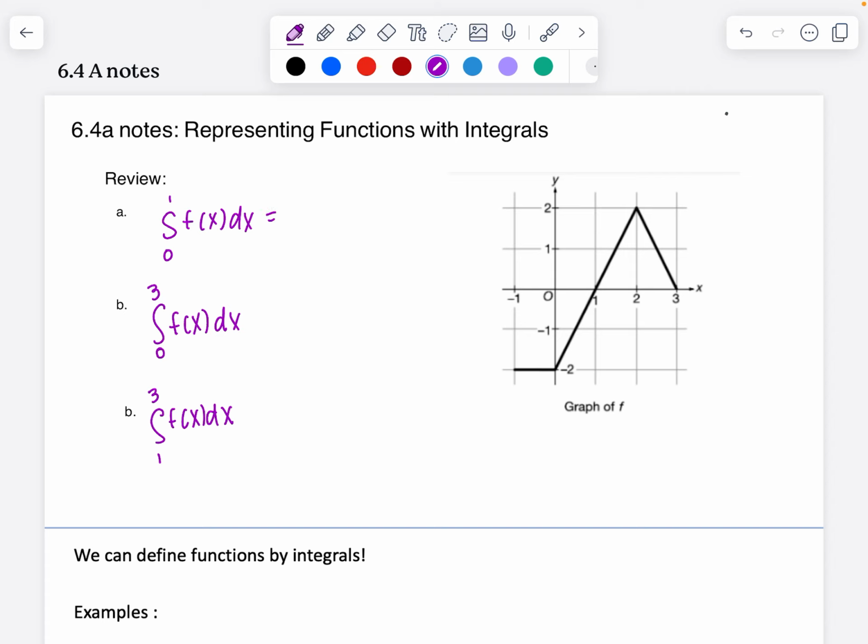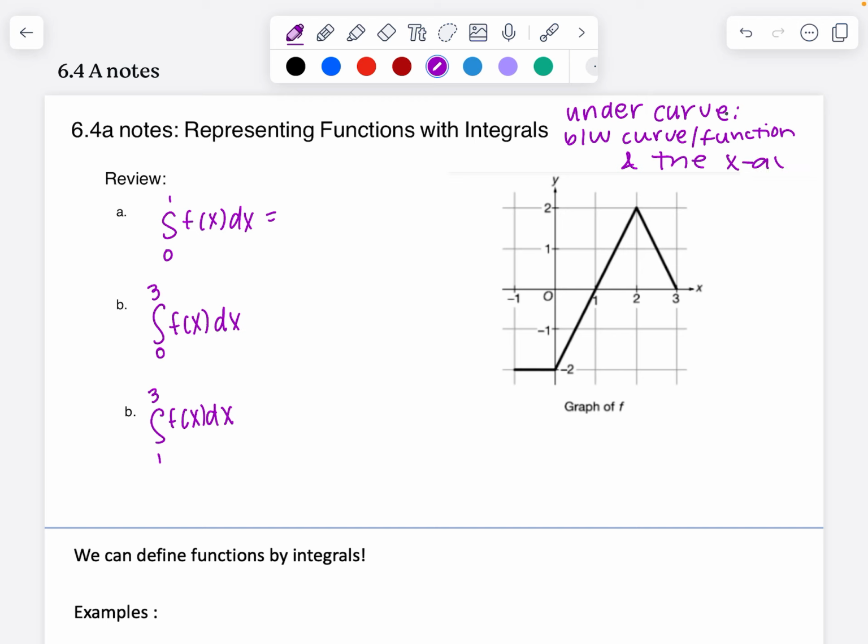So this first problem says the integral of 0 to 1 of f of x dx. Remember, an integral is asking for the area under the curve. But sometimes we need to remember that the phrase "area under the curve" can sometimes mean above the curve too. Essentially, it means between the curve, just like the function. In this case, we don't have a curve, we have straight lines.